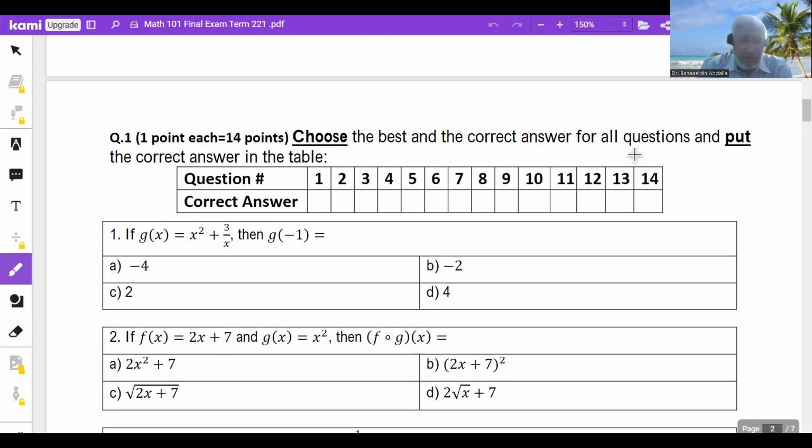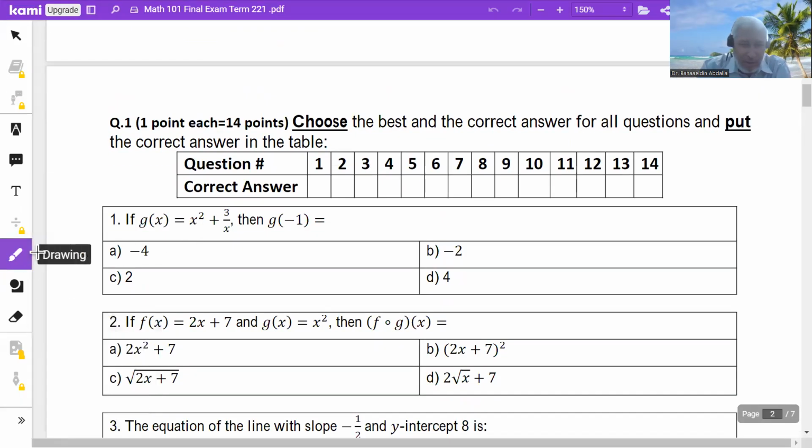If g of x is defined by this, what is g of negative 1? Of course, to find g of negative 1, you replace x by negative 1, but don't forget to put parentheses here, and you can use the calculator to find out that the answer is negative 2.